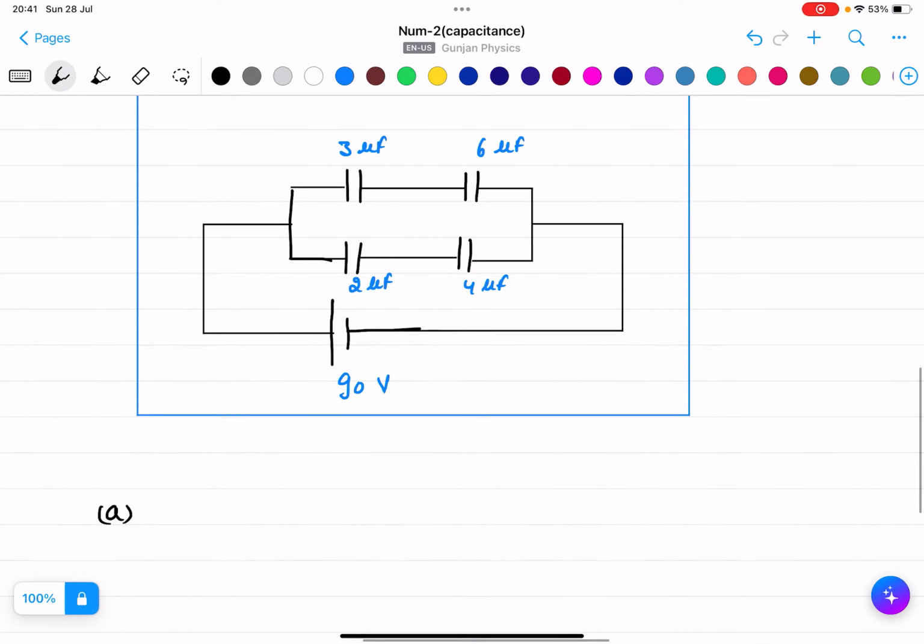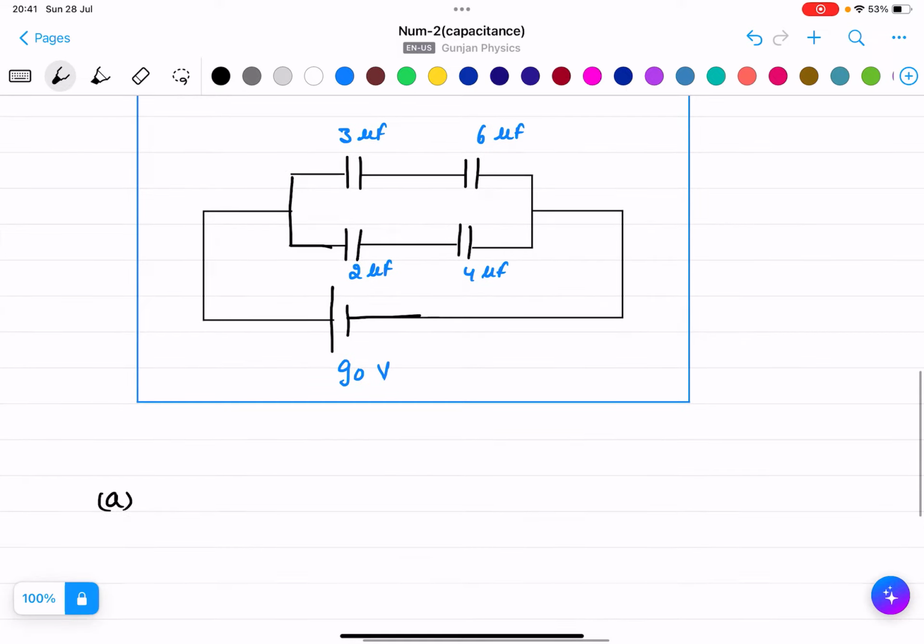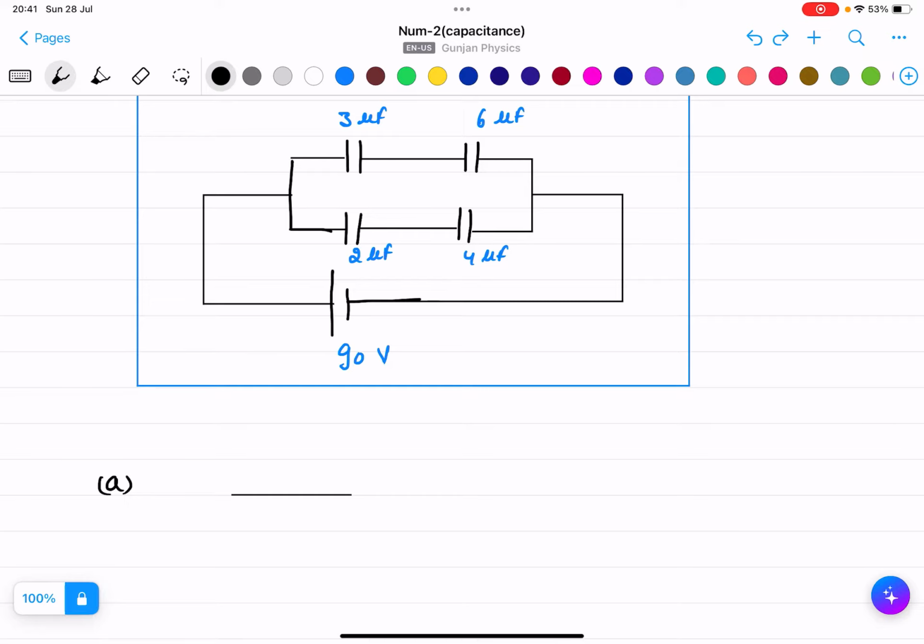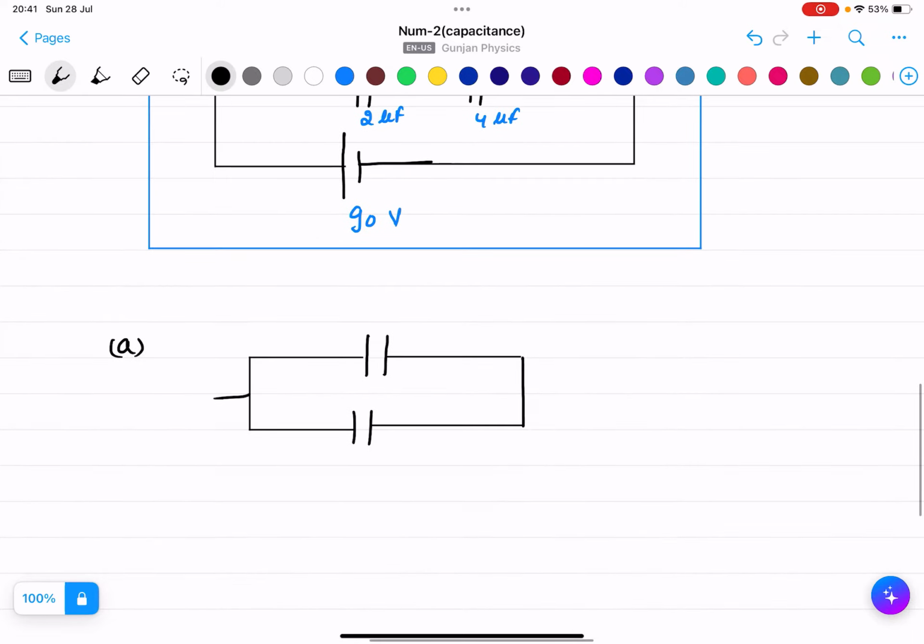Okay, as you can see in the figure, we will redraw this figure first. So this 3 and this 6 are in series or parallel? They are in series. So if we solve these two, it will give me one capacitance. And if we solve this 2 and 4, they will give me one capacitance. And there is another, it is 90 volts.